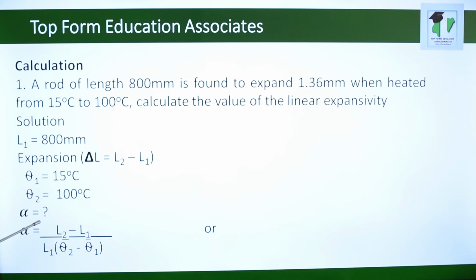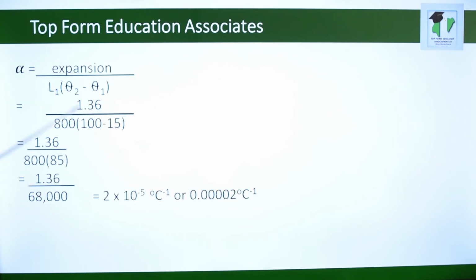So we're using alpha. We don't know alpha. We want to use the formula alpha is equal to L2 minus L1 over L1 into change in theta, theta 2 minus theta 1. Or this formula can be written as expansion over L1 into theta 2 minus theta 1. Already we have been given the value of expansion here to be 1.36. The original length is 800. Final temperature is 100 degrees Celsius and initial temperature is 15 degrees Celsius.